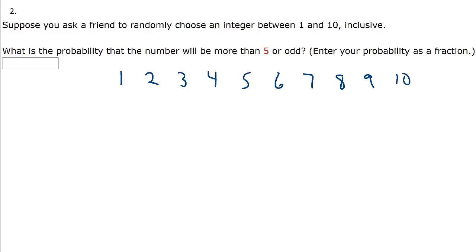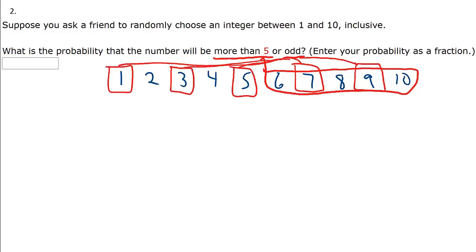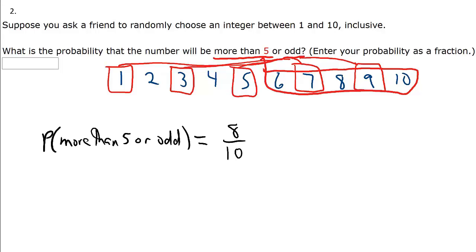We want to know the probability that the number will be more than 5. That would be 6, 7, 8, 9, 10. Or odd, which would be 1, 3, 5, 7, 9. Taken all together, if you count everything that you've indicated, that's 1, 2, 3, 4, 5, 6, 7, 8. That's 8 out of 10, which can be reduced to 4/5.